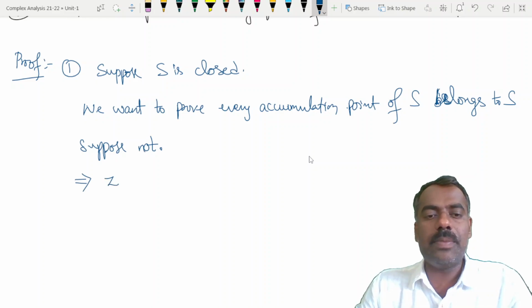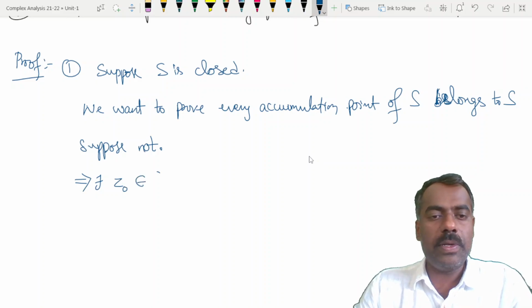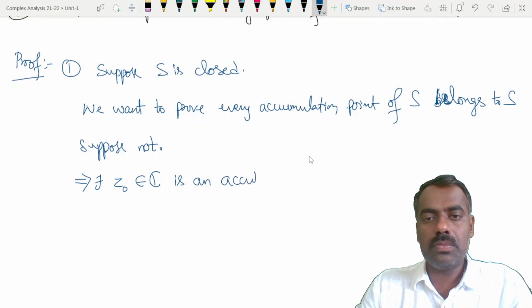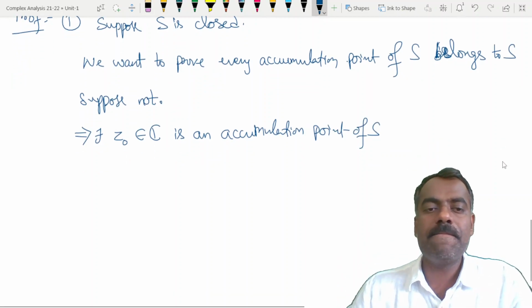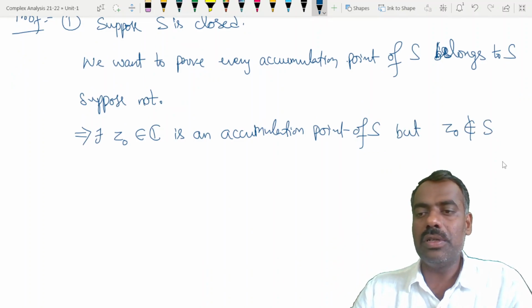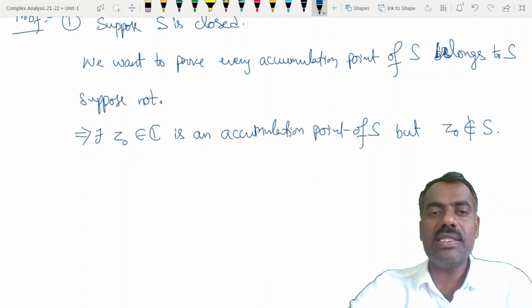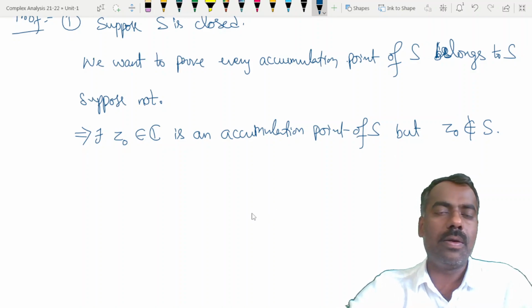So suppose there exists some Z naught, which of course belongs to C, that is an accumulation point of S, but Z naught does not belong to S. Somewhere we should get a contradiction, then this supposition will become wrong.